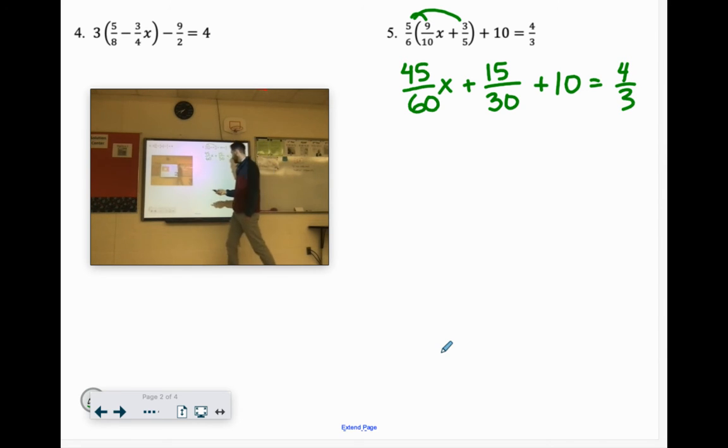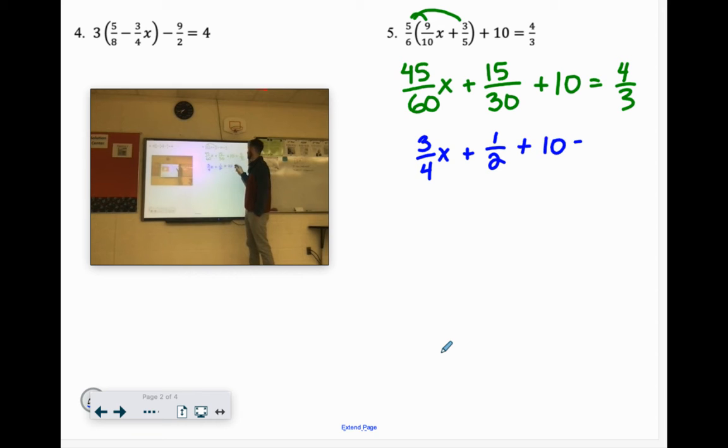So we could use a common denominator here, or you can simplify these fractions first. It might be easier on this one to simplify the fractions first. 45 and 60 have 15 in common. Again, you can use anything that they have in common when you're reducing them. 15 goes into 45 3 times, 15 goes into 60 4 times. 15/30 is just 1/2. So we're working with smaller numbers.